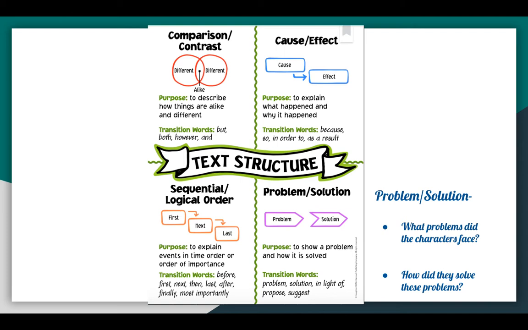The first category you see here in the top left is compare and contrast. The purpose an author has to use compare and contrast is to describe how things are alike and different to the reader. Remember, transition words are the context clues a reader, that's you, needs to pay close attention to in order to recognize the text structure. The transition words that a reader may see to clue them in to the use of compare and contrast structure are words like both, but, however, and.